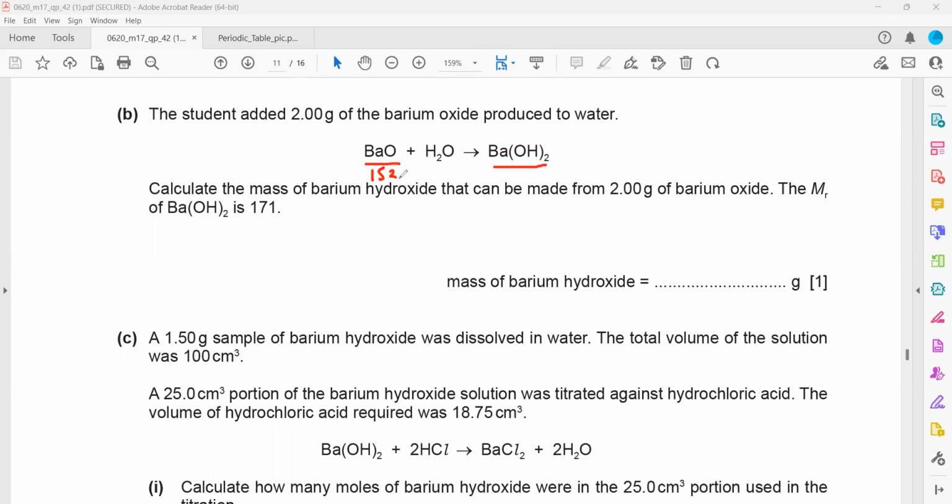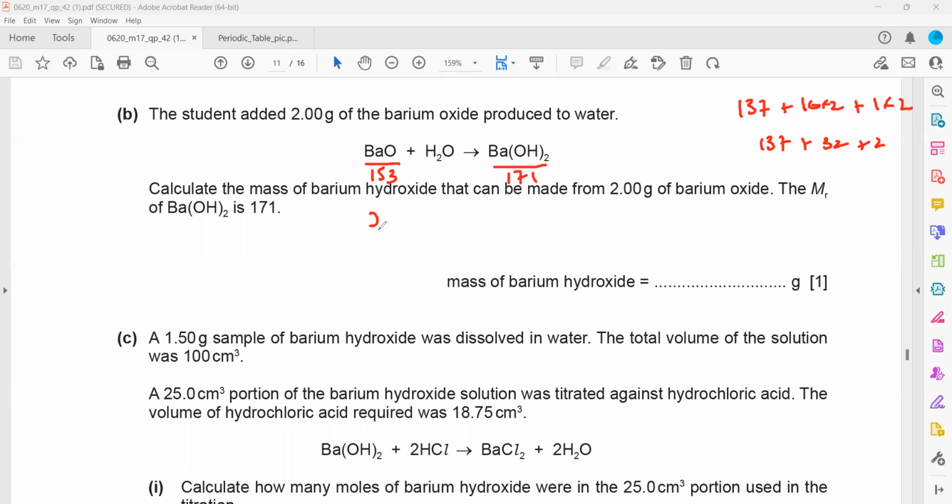And barium hydroxide: barium is 137, oxygen is 16 times 2, 32, plus hydrogen 1 times 2. So 137 plus 32 plus 2. What's the final answer? 171. Okay, so 171 is the mass ratio.